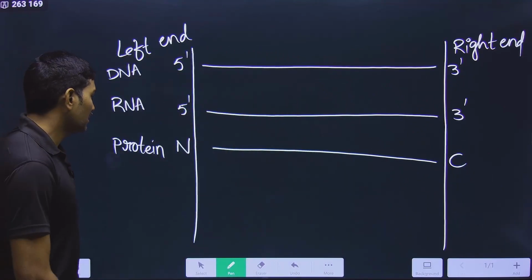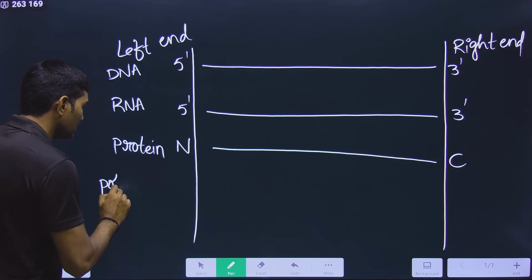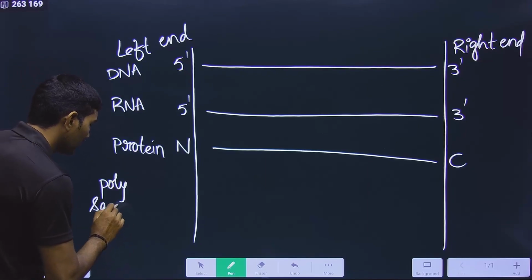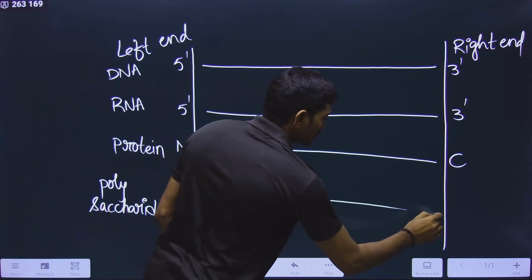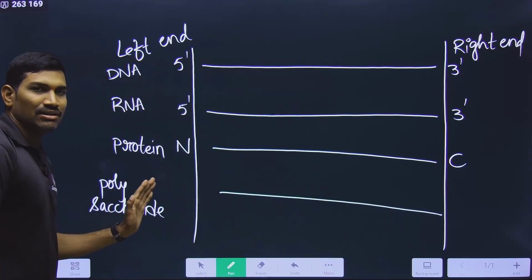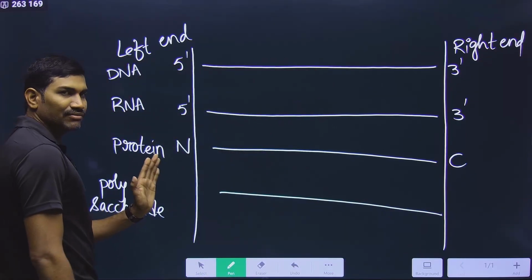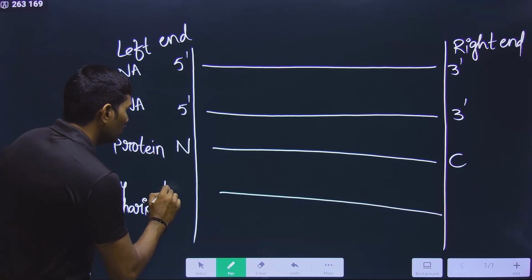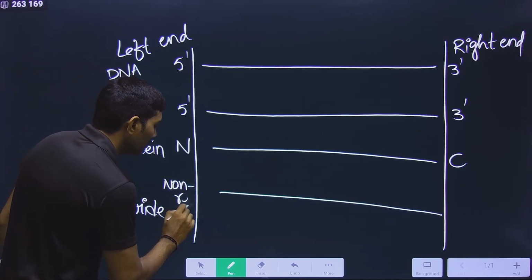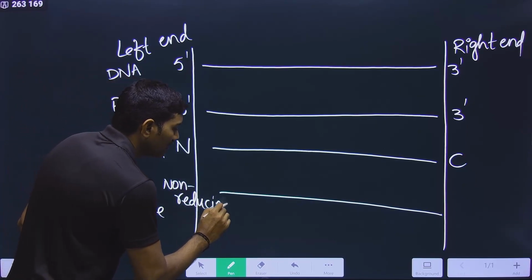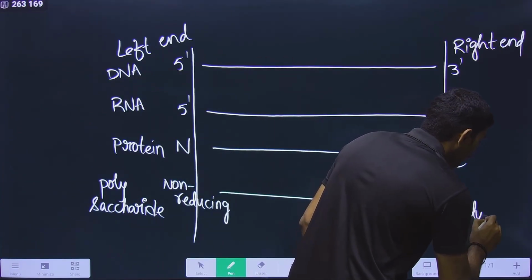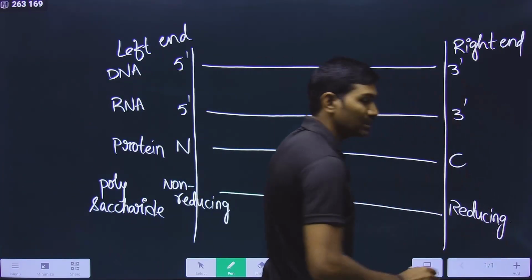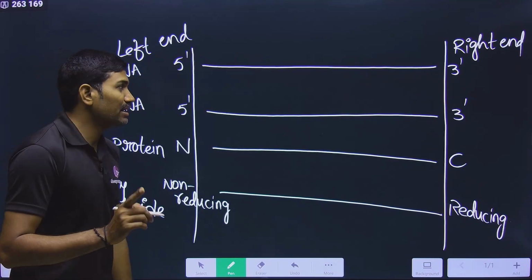So please remember this. Suppose we are talking about a polysaccharide. For the polysaccharide, just now we studied. What is the left side end? What is the standard sequence here? Standard information here: the left side end is the non-reducing end, whereas the right side end is the reducing end. Please remember this. Don't ever make any mistake.